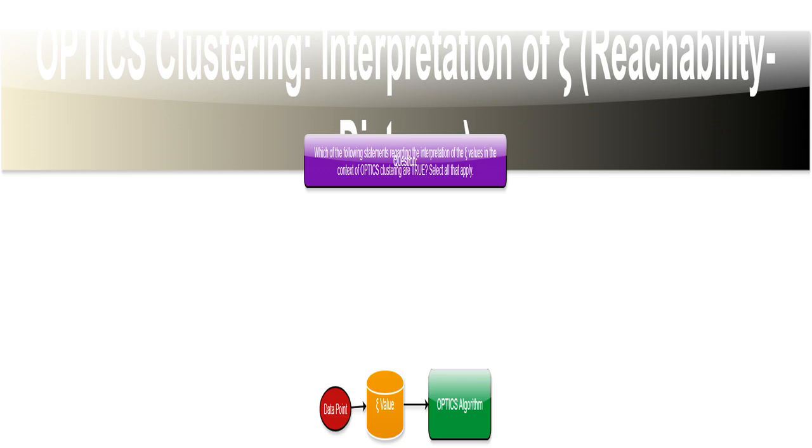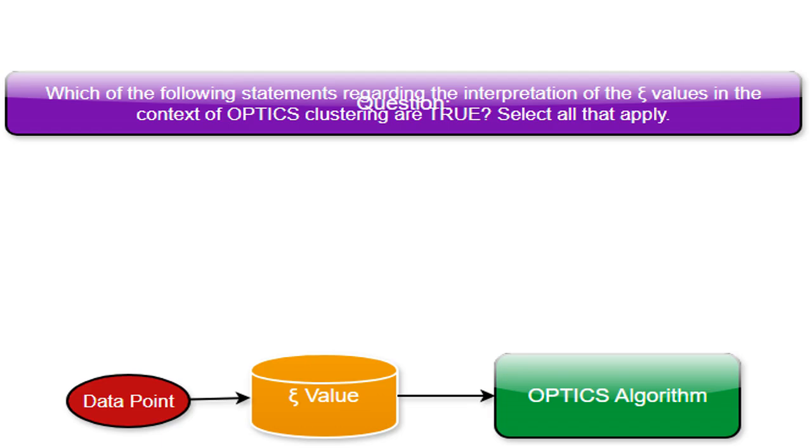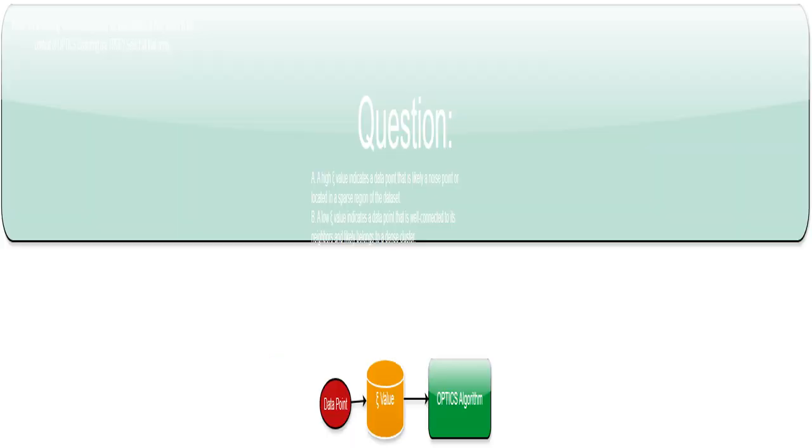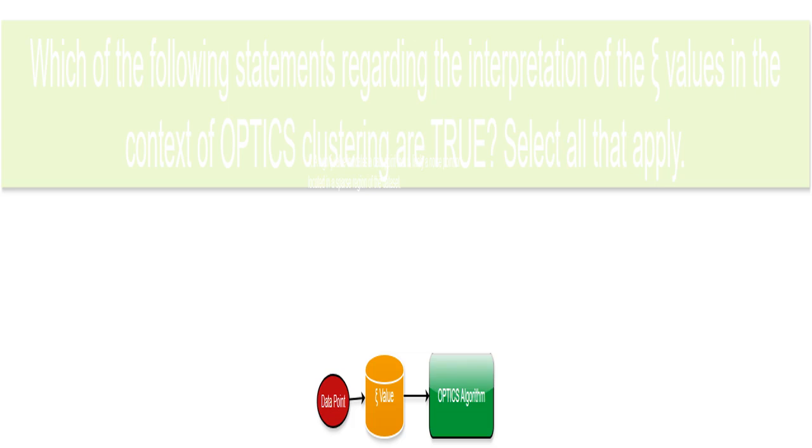I'm looking for correct statements about what a high Xi or low Xi indicates. This is the main topic, understanding how the reachability distance, Xi, helps in OPTICS clustering. It's all about figuring out if a point is in a dense cluster or a sparse region, or noise. A high Xi value means the point is far from its nearest densely connected neighbors. It suggests that the point is either an outlier, noise, or in a sparsely populated area of the dataset. A low Xi value means a point is surrounded by densely connected neighbors. That means it's likely part of a dense cluster.